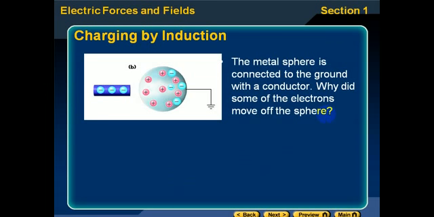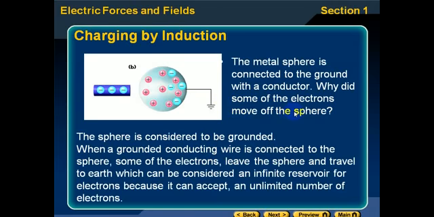Now, if this metal sphere is connected to the ground with a conductor, you see this black conductor here, why did some of the electrons move off the sphere? The sphere is considered to be grounded. When a grounded conducting wire is connected to the sphere, some of the electrons leave the sphere and travel to Earth, which can be considered an infinite reservoir for electrons because it can accept an unlimited number of electrons. So the electrons are going to Earth.